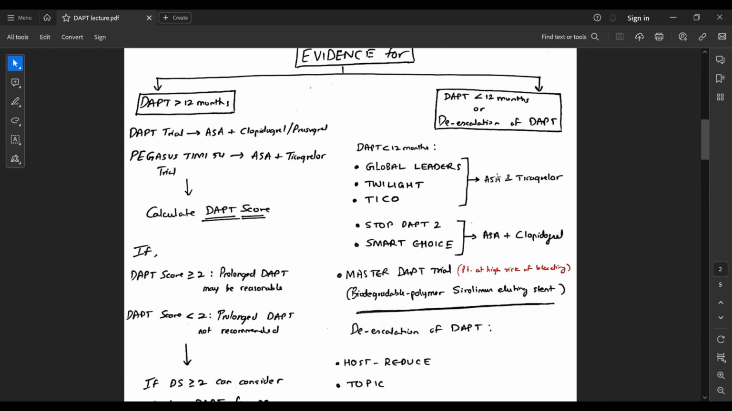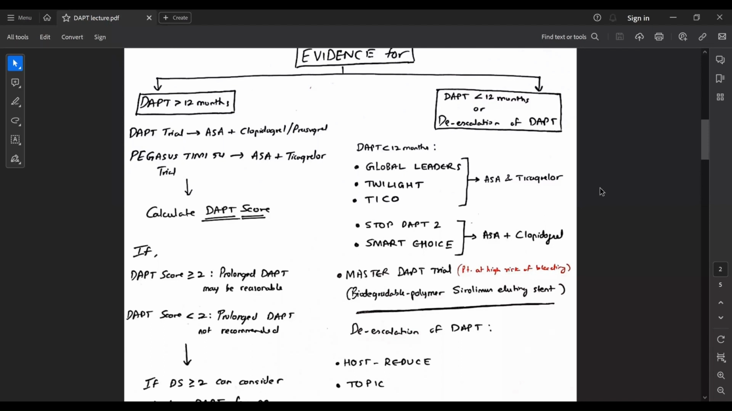Now, what's the evidence that we have since the last guideline update? Until now, we have recently had a couple of trials that have shown the benefit of using a shortened DAPT or de-escalation of.